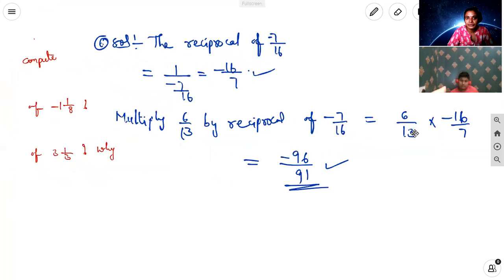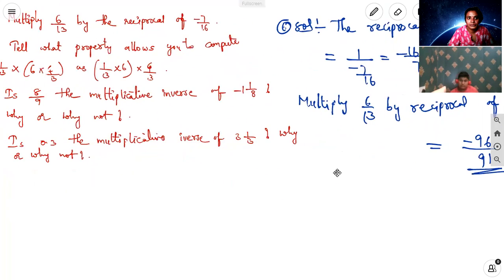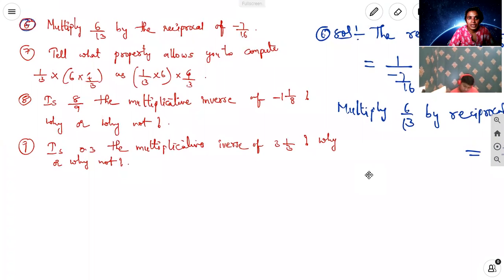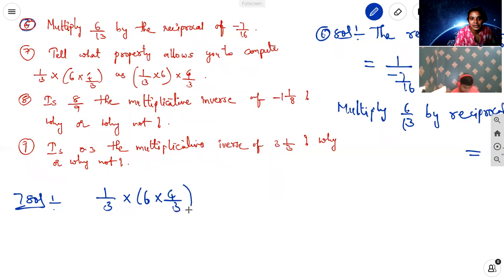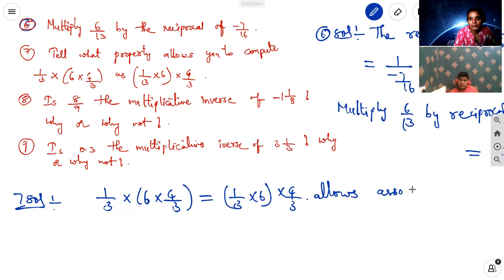Seventh one. Tell what property allows you to compute 1 by 3 into 6 into 4 by 3 as 1 by 3 into 6 into 4 by 3. This is the associative property. Associative property under multiplication.